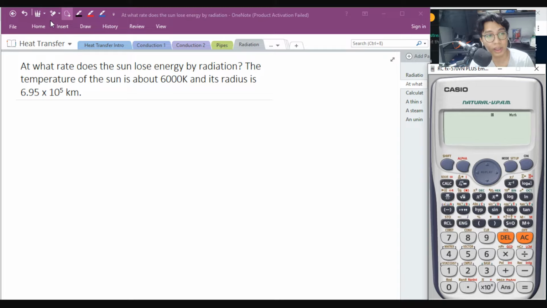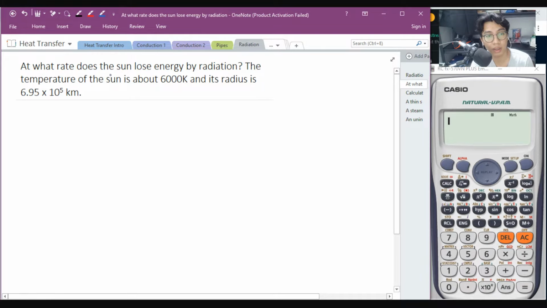At what rate does the sun lose energy by radiation? The temperature, or ibig sabihin dito, the sun gives off heat energy. Okay? It is the one that loses energy. It gives off energy. The temperature of the sun is about 6,000 degree Kelvin and its radius is, by trivia, 6.95 times 10 to the 5th kilometers. Okay? So, anong energy po ang pinag-uusapan natin dito? The energy na it gives off during heat transfer is a radiative energy.